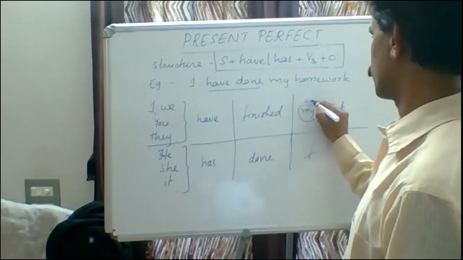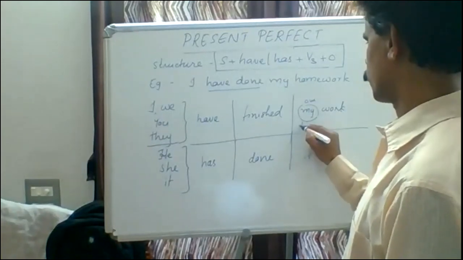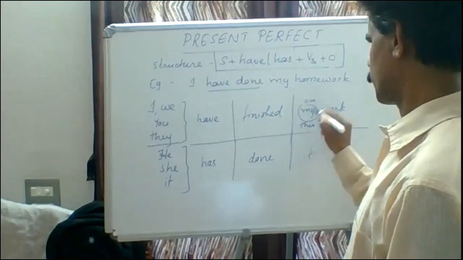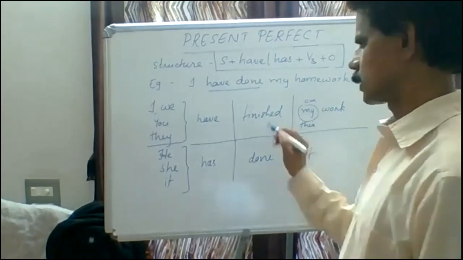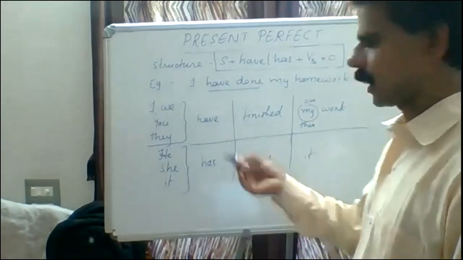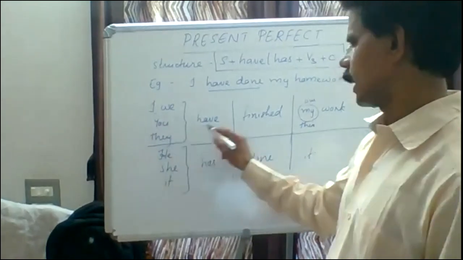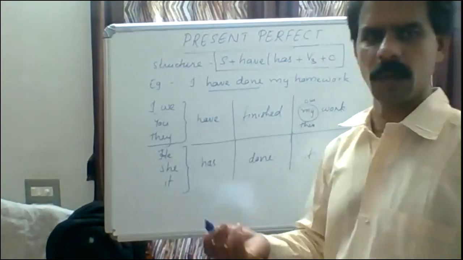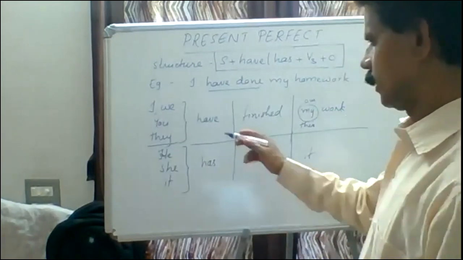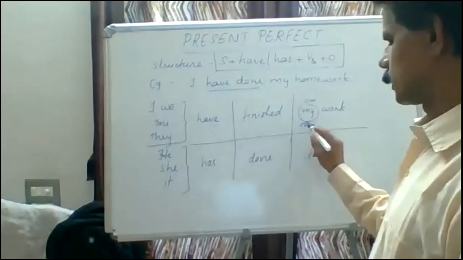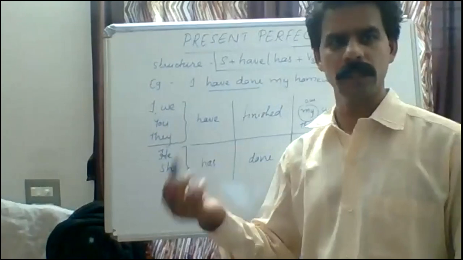Sometimes we can use our, there, your, etc. We can make some changes in the sentence. Here, "they have finished my work" is wrong. They have finished their work. You have finished your work.